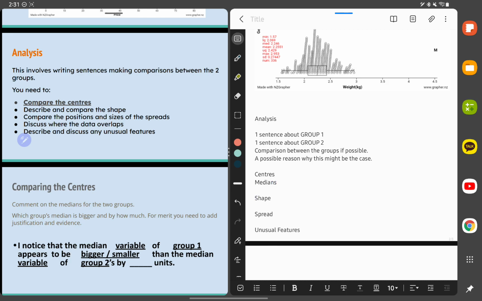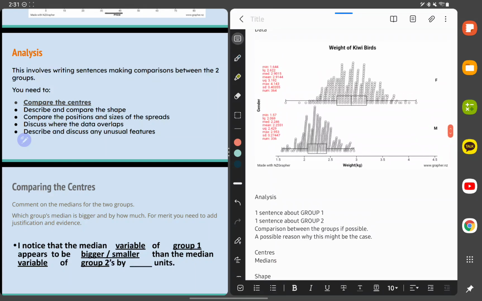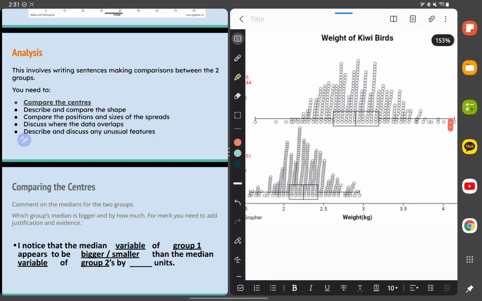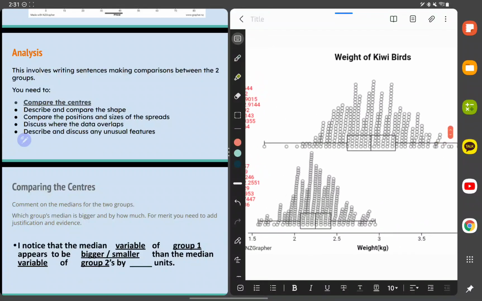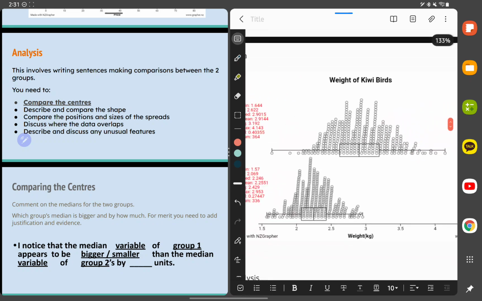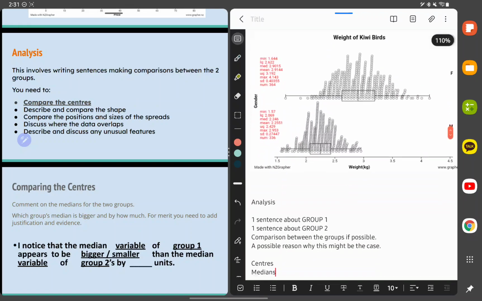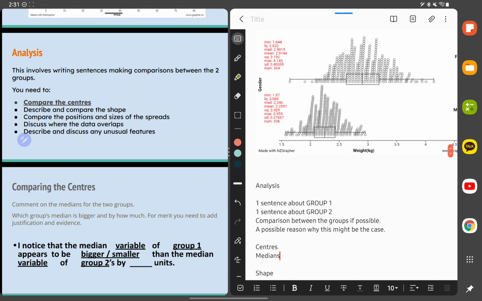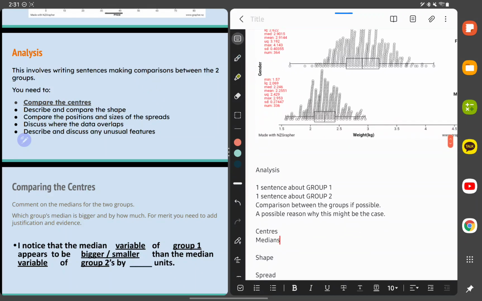Now, fortunately for us, we don't have to work out anything because NZ Grapher has done that for us. So having a look here, the top one is the female kiwi birds. If you look here, that third one there that says MED, that's short for median. So 2.9015, that number there, that is the median. I know it has no units, but we know we're talking about weight in kilograms. So we know that is 2.9015 kilograms. That's the median for female. And we can do the same thing for males. So let's do one at a time.